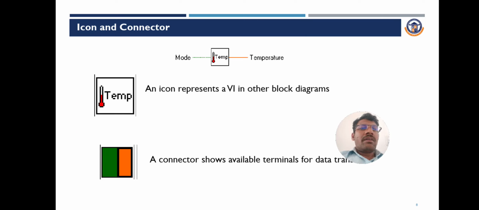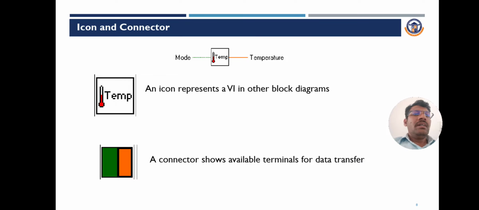So this is the icon and connector. The icon represents the VI in block diagrams. For example, if you are measuring the temperature, an icon showing the fluid will be shown in the block diagram, which is an icon, and also the mode, and the temperature connector which shows the available terminals for data transfer. So this is what the icon and the connector representation in the VI.